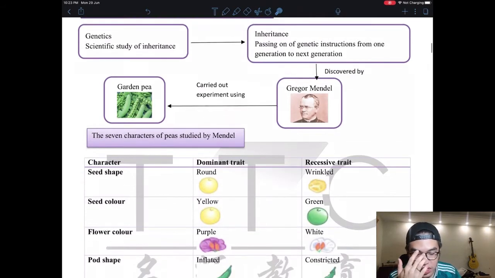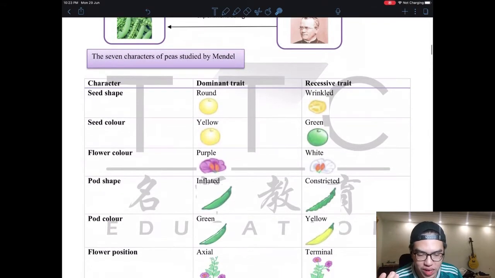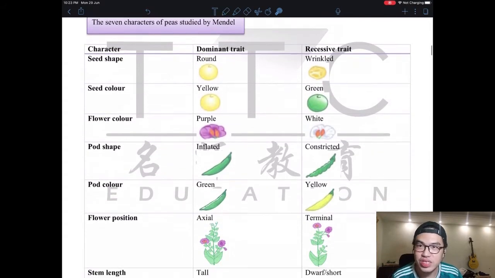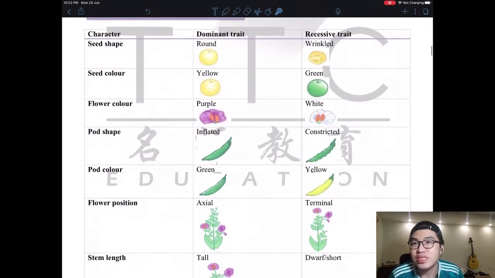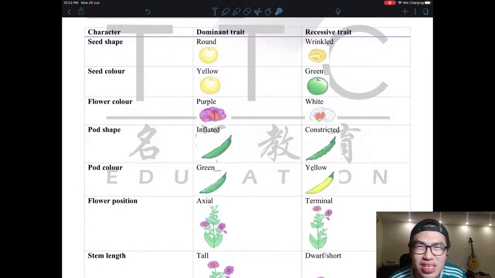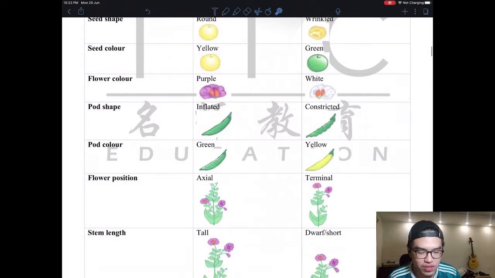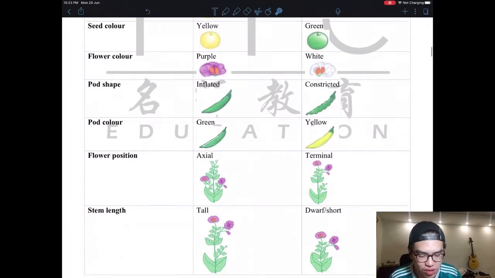So you have so many characteristics to study in a plant. Like us humans, how many characteristics do we have? Thousands. For pea plants, not as many as us, but same thing. Seed shape, you have round and wrinkled. Seed color, yellow and green. Flower color, purple and white. Pod shape, inflated and constricted. Pod color, green and yellow. Flower position, axial and terminal. Stem length, tall and short.